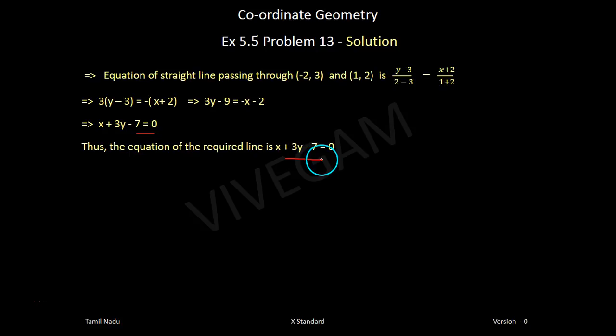Okay, so this is how this problem can be solved. So basically you have two pairs of equations, right? So each pair you solve and get one point of intersection. So you'll get 2 points of intersection. Then use the two-point form and get the equation of the required straight line.